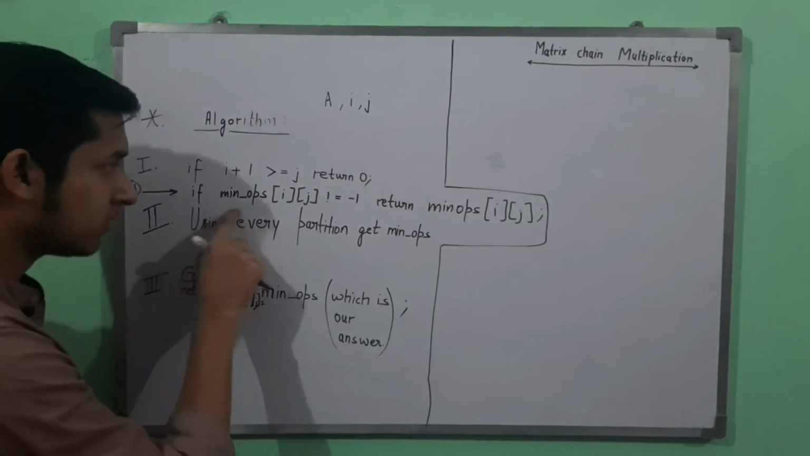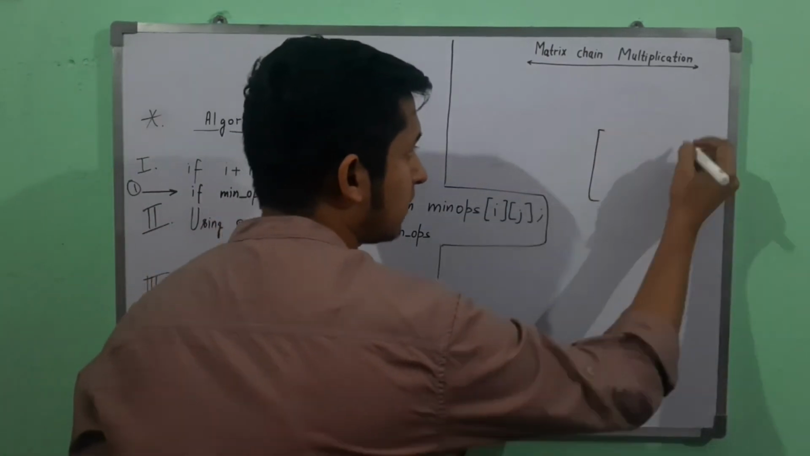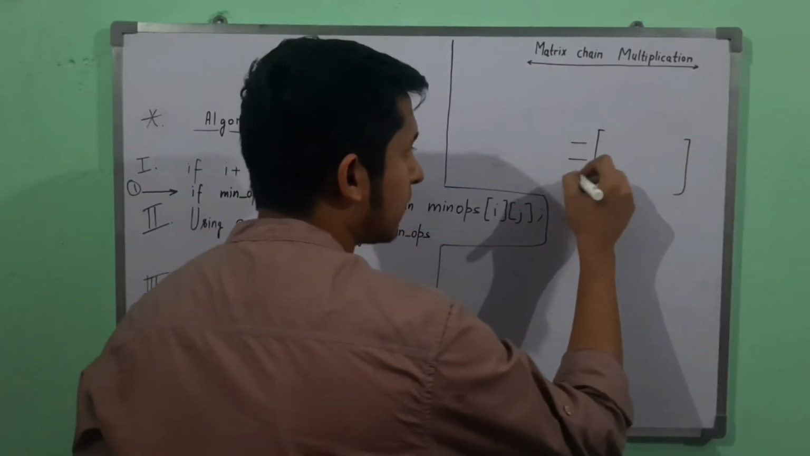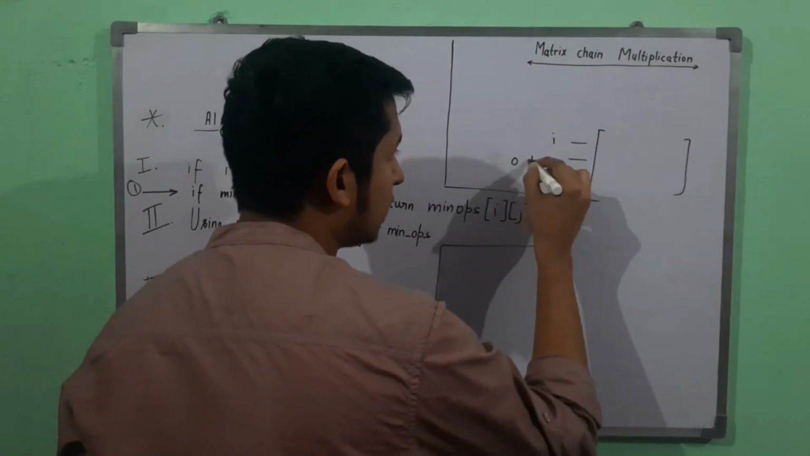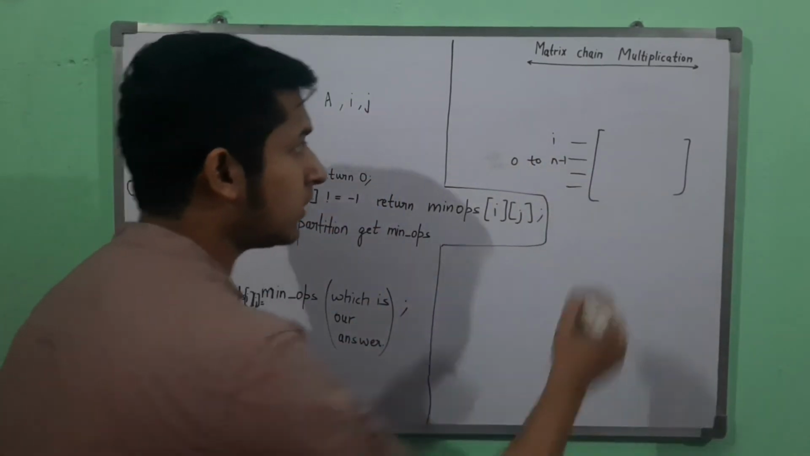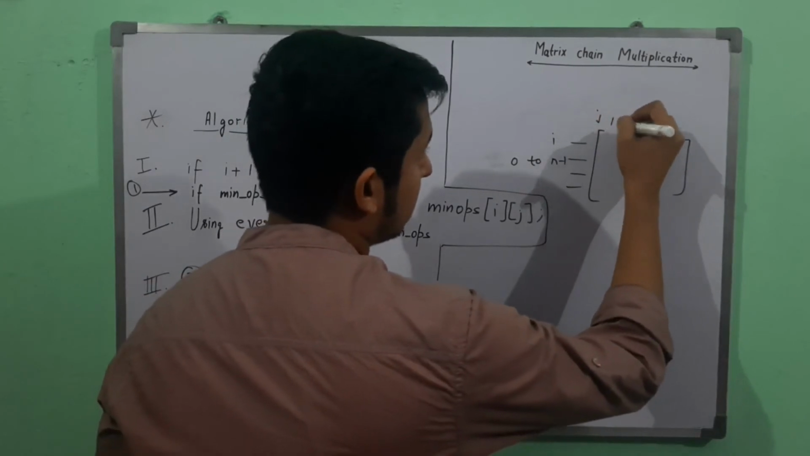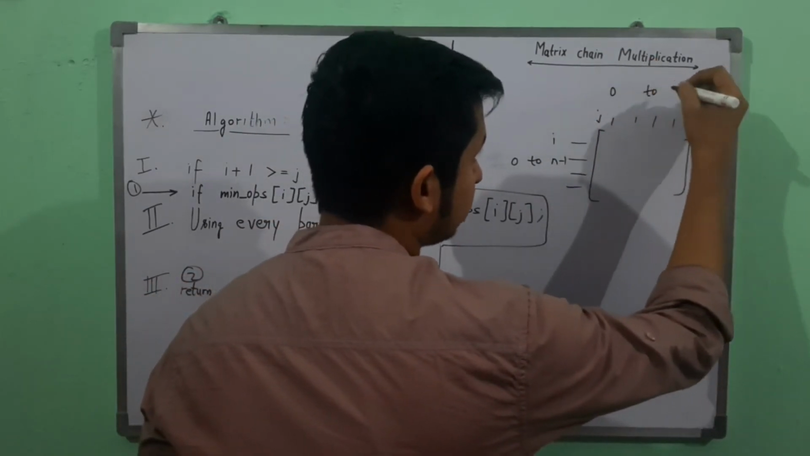But what is this? It is nothing but just a simple matrix, with the number of rows being the possible values of i, which is 0 to n minus 1, where n is the size of the original array, and j will be the column, so it will again be from 0 to n minus 1.